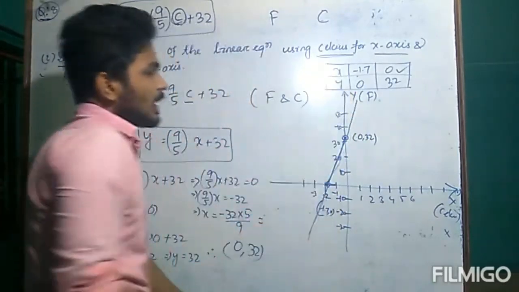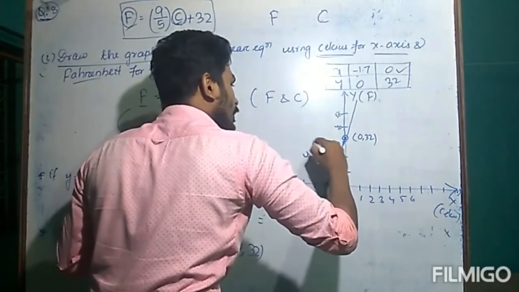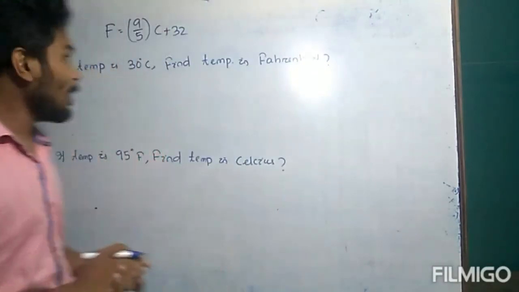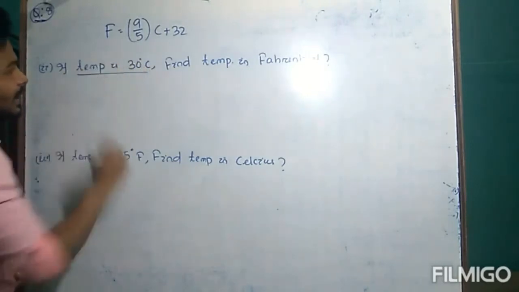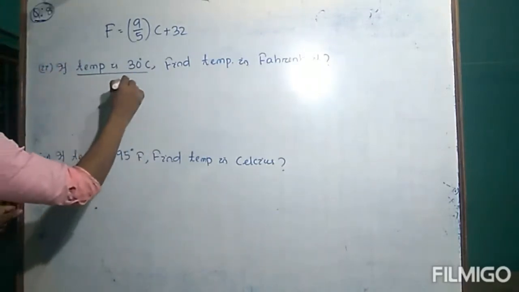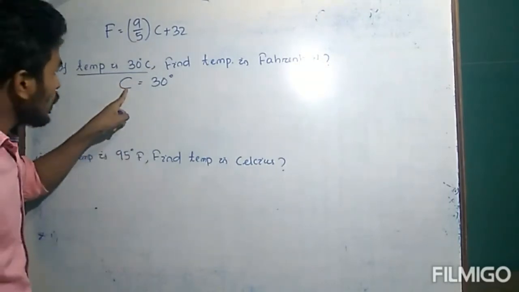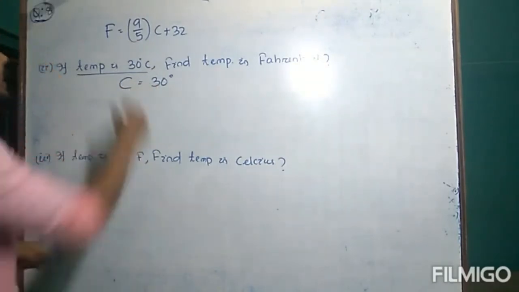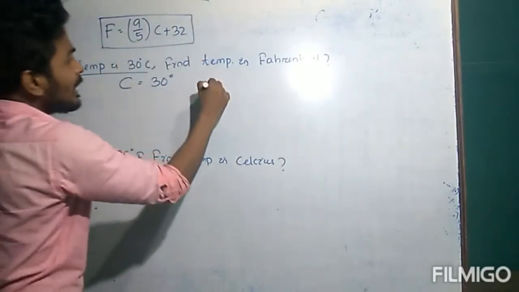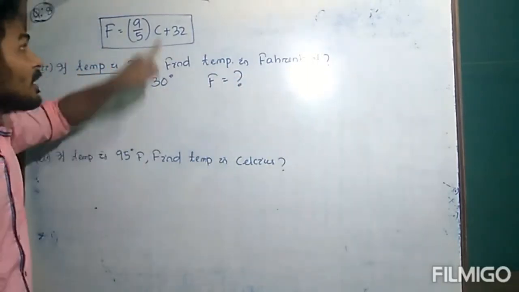And this straight line represents the equation y is equal to 9 by 5 whole into x plus 32. Understood? So now in the second point, if the temperature is 30 degrees Celsius, find the temperature in Fahrenheit. Here it is given that the temperature on the Celsius scale is 30 degrees. So one unknown variable C is 30 degrees for the equation, and you have to find the temperature in Fahrenheit. How? By simply substituting this value in the equation.